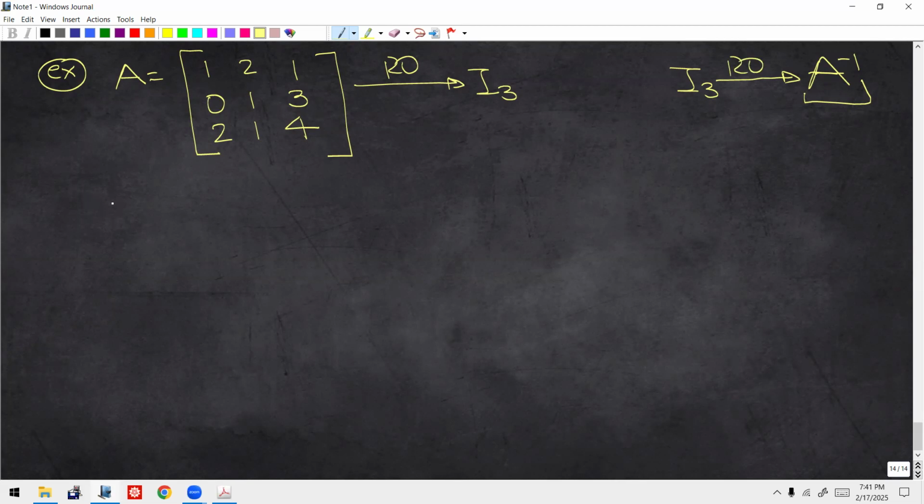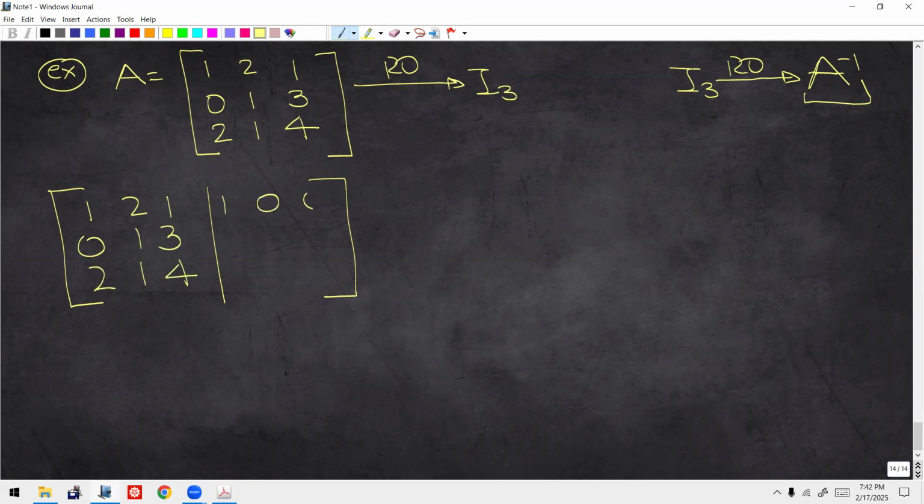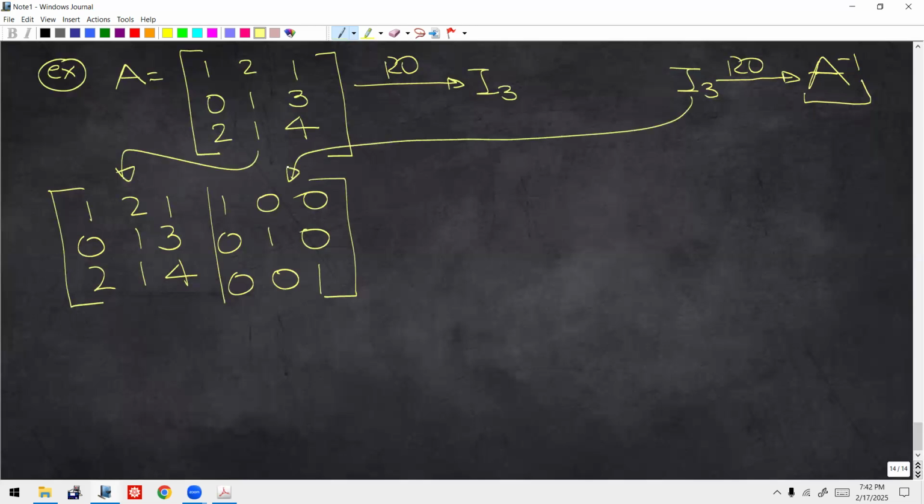The way you denote it is you start with this 1, 2, 3; 0, 1, 3; 2, 1, 4, and 1, 0, 0; 0, 1, 0; 0, 0, 1. So we are starting with this here and we are starting with this here. So whatever row operations you perform to change this to an I, we're going to perform the same row operations on this side too. Okay, so let's do that.